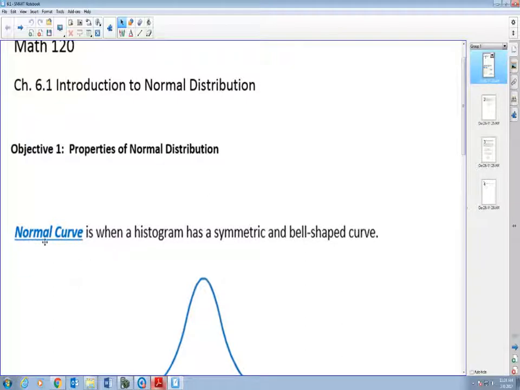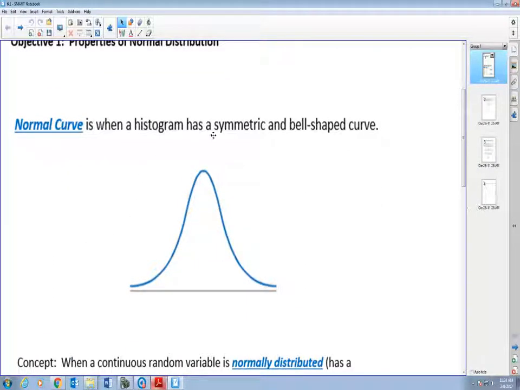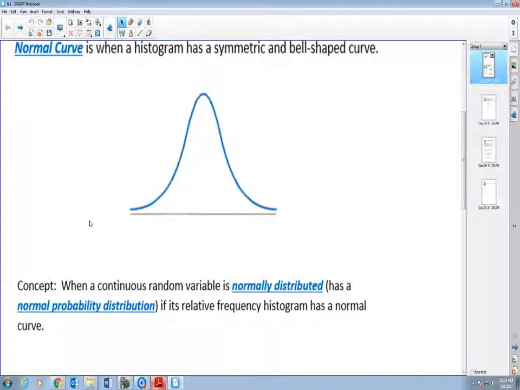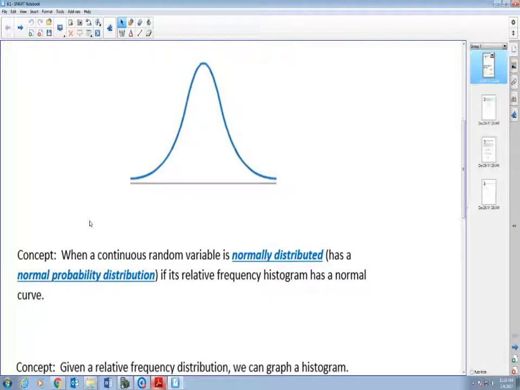All right, what is so-called a normal curve is when your histogram has a symmetric and bell curve shape. So I don't use the word bell shaped curve anymore. I would just use the word normal curve or normal distribution.